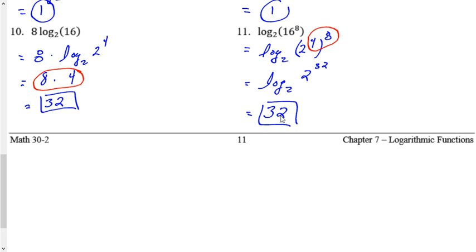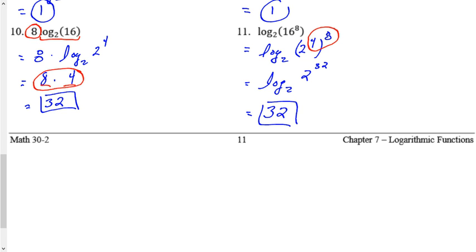So what's happening here, we could see easily. We had a power raised to an exponent, so we multiplied the exponents. Over here in question number 10, remember this logarithm is an exponent. So if this logarithm is an exponent, that means this 8, which is being multiplied to it, is also an exponent. So here I'm multiplying the exponents, the 8 times the 4.